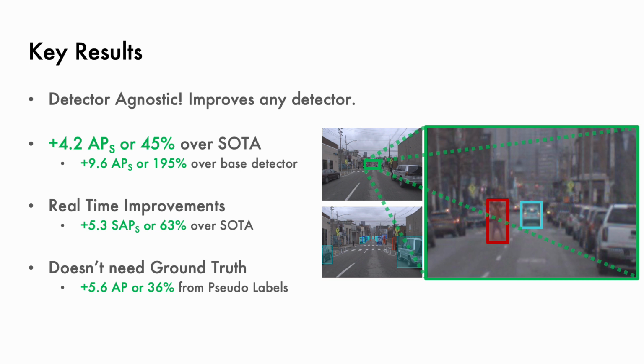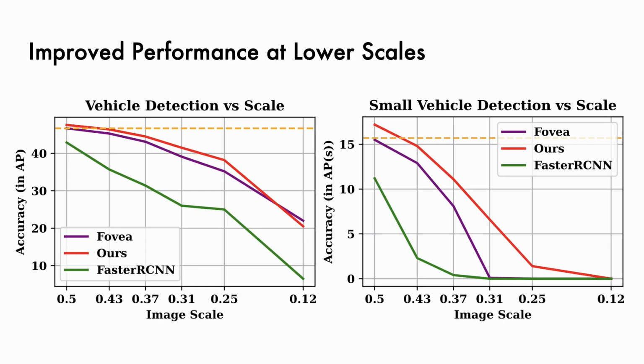Coming to our key results, two-plane prior is agnostic to the type of detector used and improves any detection algorithm. We observed large improvements in detection of small objects over the state of the art, 45% without latency considerations at the same resolution, 63% with real time considerations. Finally, our approach can be trained without ground truth. We observe better generalization to BDD dataset compared to the state of the art by 36% using pseudo labels.